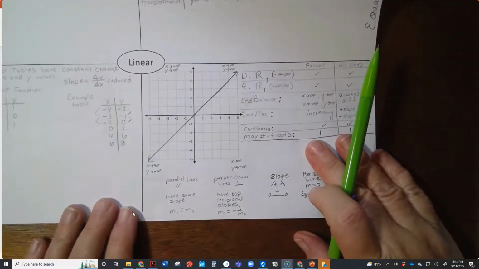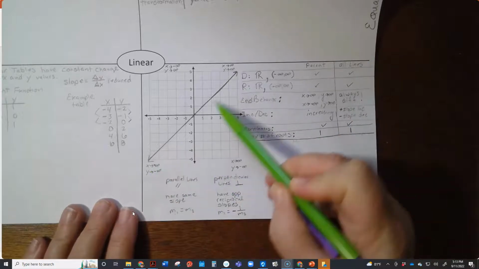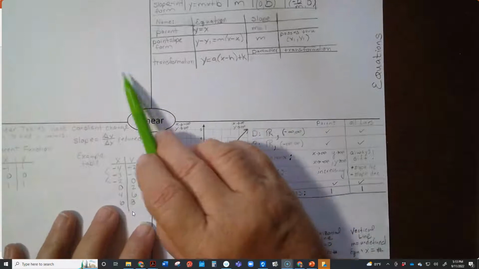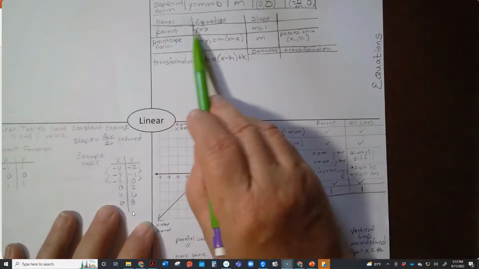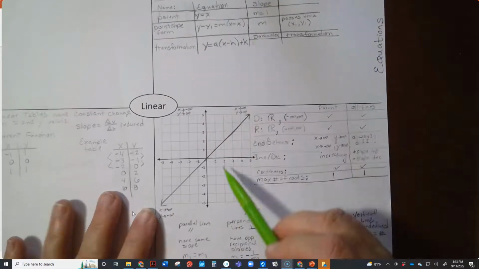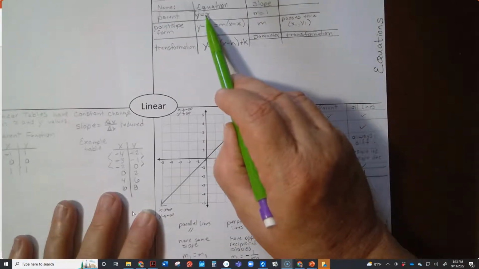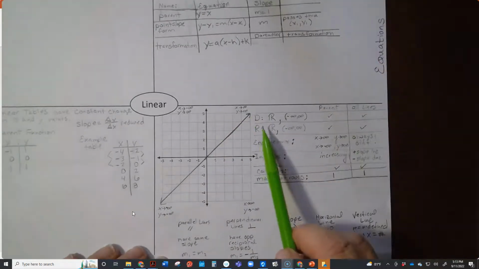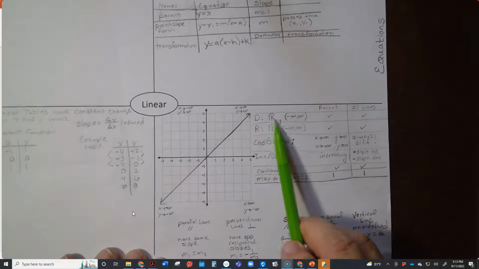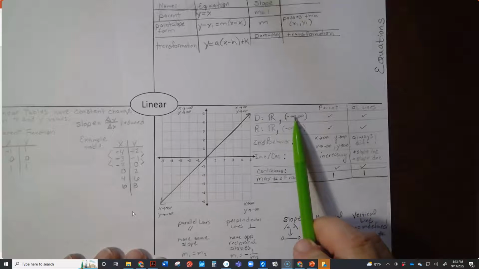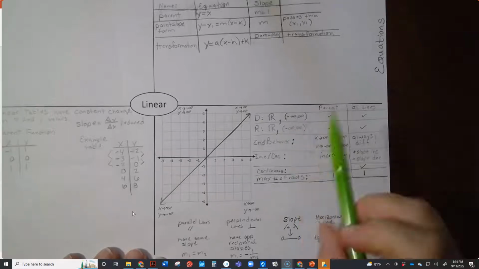We learned what the parent function looks like. I have it written down right here, the parent equation is y equals x. We know that the slope of that is 1 because the number in front of the x value is 1. This is what the graph looks like. We looked at the domain and the range. I have it written right here in both inequality notation and in interval notation.